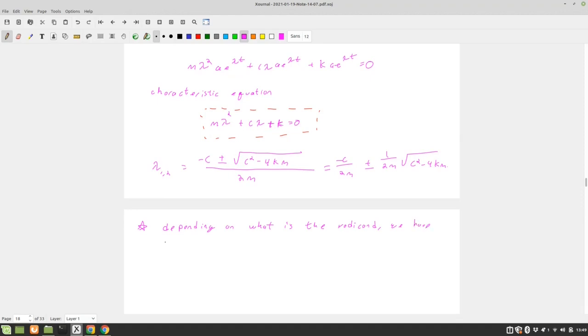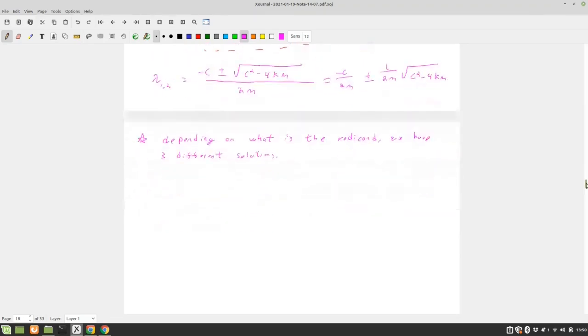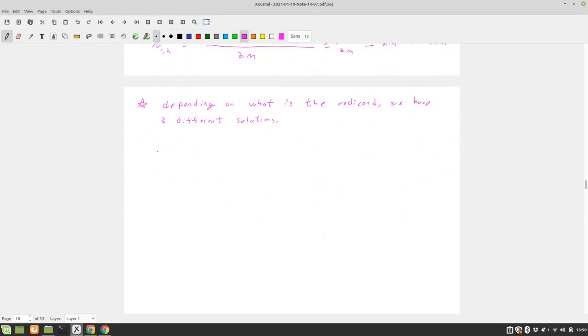we have 3 different solutions. We talked about when the radicand is positive, we have a solution. We talked about when it's negative, we have a solution. And what's the other one that you can imagine is important? 0. Yeah, when it's 0. So we're going to have 3 different solutions. If you draw these out, you can see what your solutions will look like. But let's go ahead and list them.